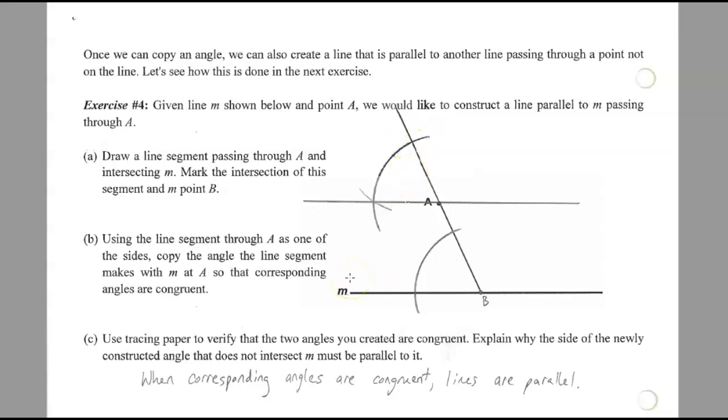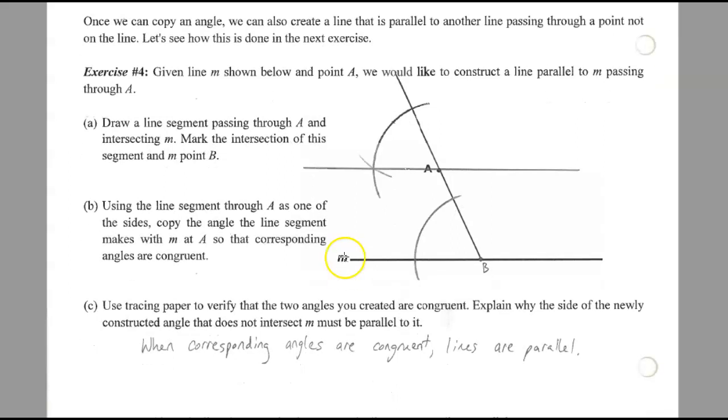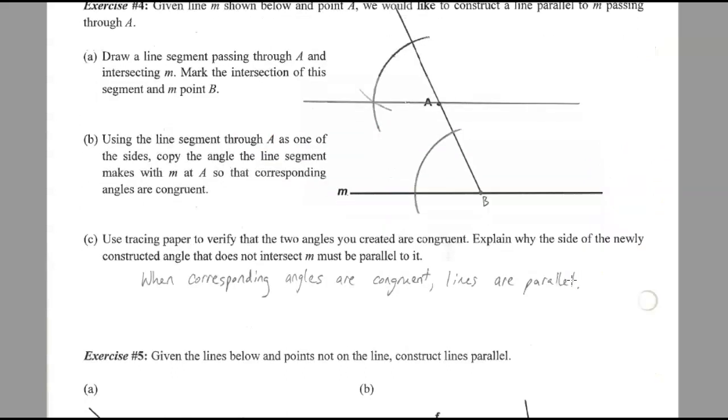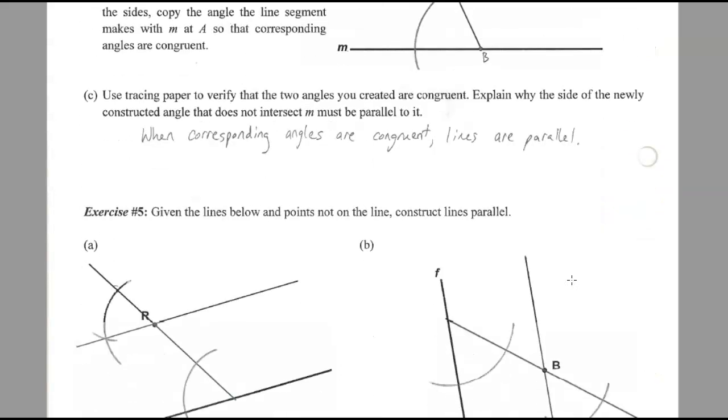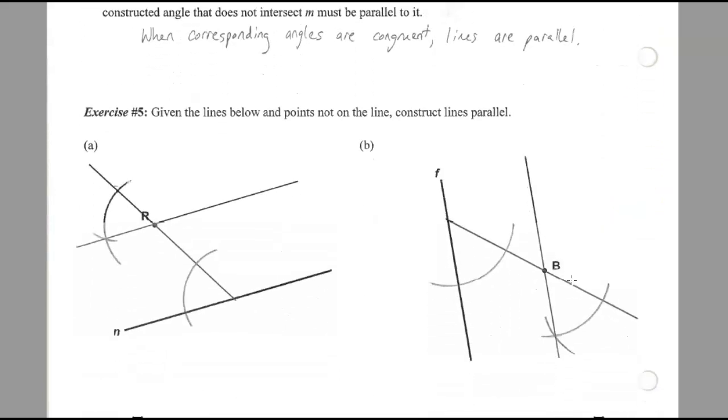All right, and so the reason why it works, as I mentioned before, is that if corresponding angles are congruent, lines are parallel, and I have just constructed angle A to be the same as angle B. Since they share a transversal, the lines that they cross must be parallel. All right, so given the lines below and the points not on the line, construct lines parallel. So we'll go through one of these once again, and then I'll leave you to do the second one.